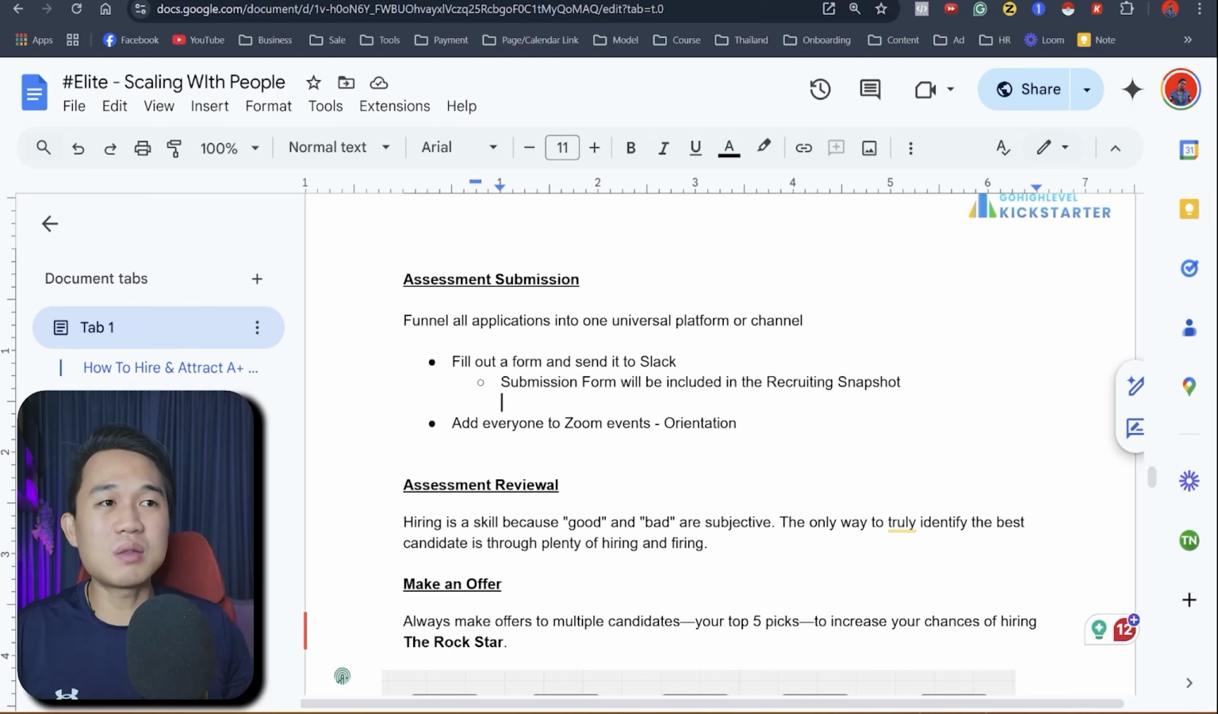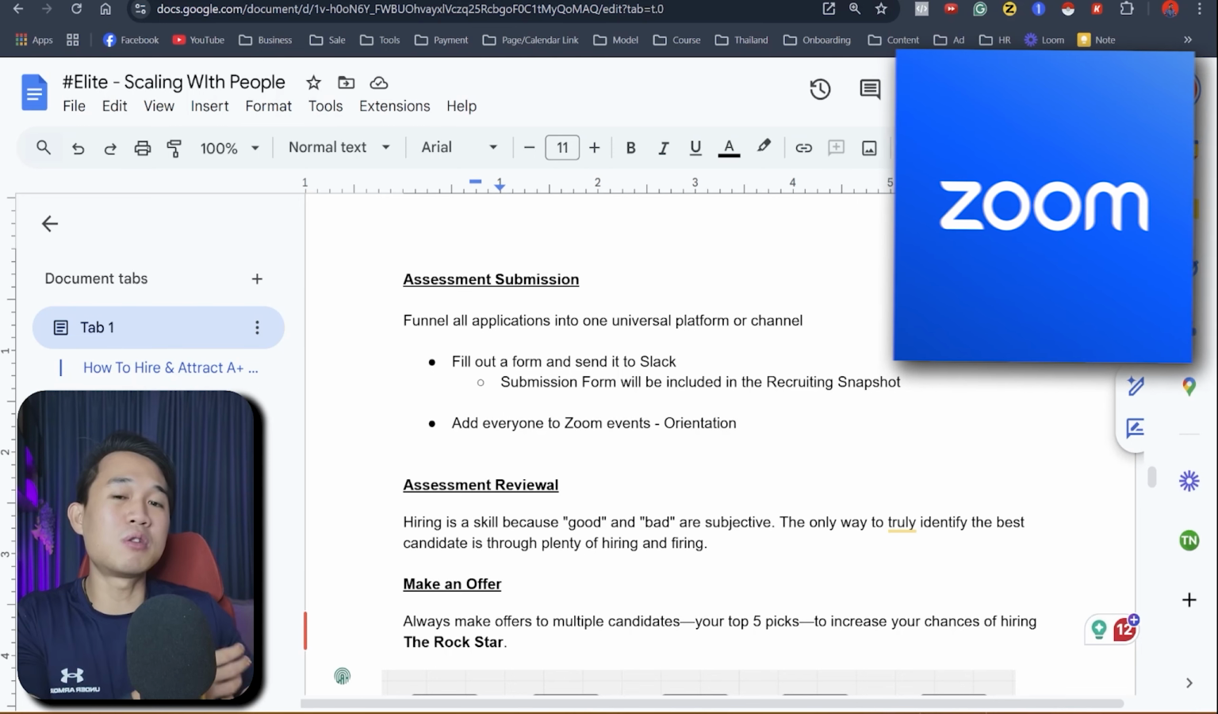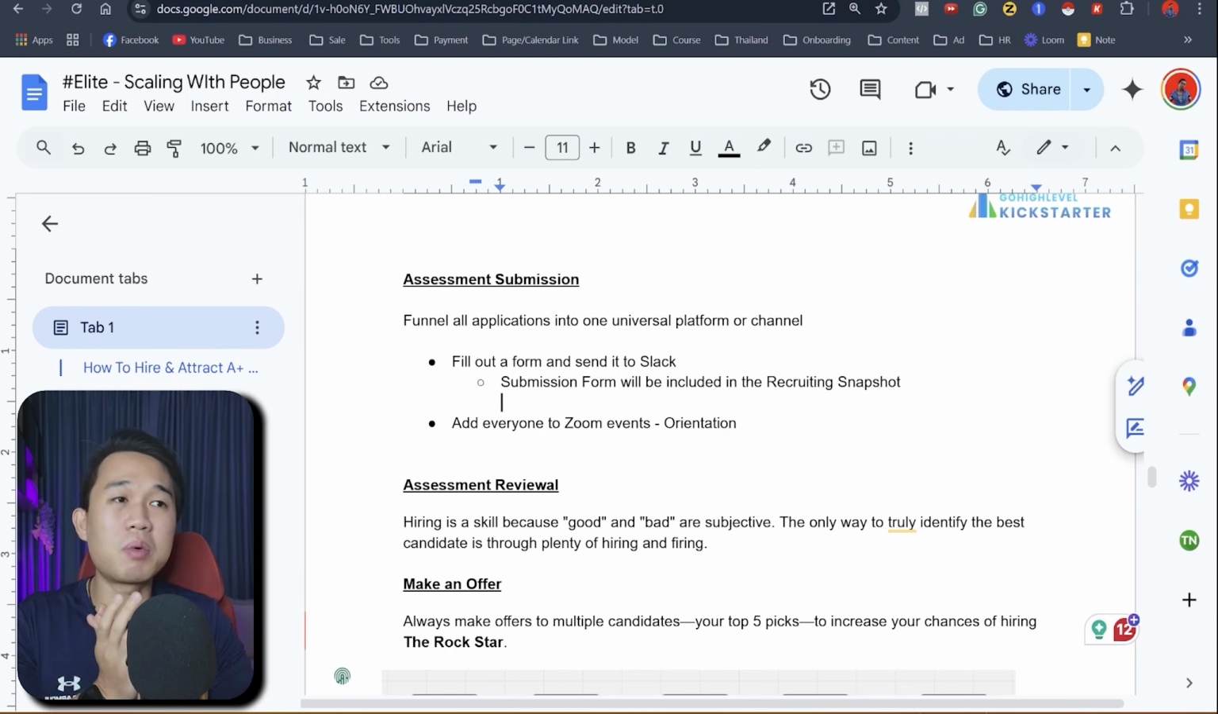If you don't have any assessment, you could just send everyone a Zoom invite and a Zoom event so you can meet them on Zoom. And this is great for sales roles, like appointment setter, closer role, where you need to meet people face to face and you want to hear how they sound, you want to hear how they behave behind camera.